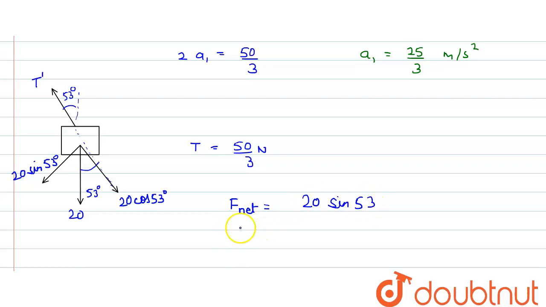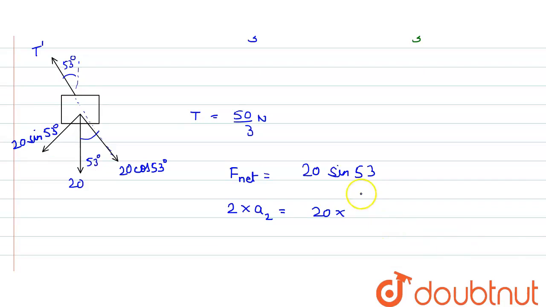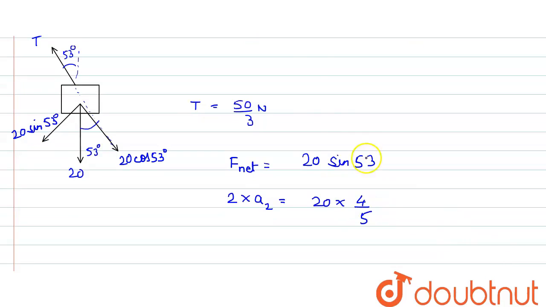Now what is net force? It is mass into acceleration. Mass value is 2, acceleration is a2. This equals 20 into, what is the value of sine 53? It equals 4 by 5. So from here, our acceleration in the second case, a2, would turn out to be 8 meter per second square.